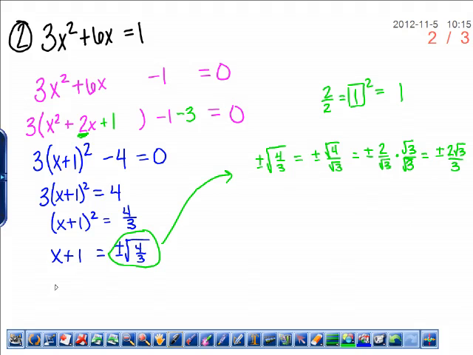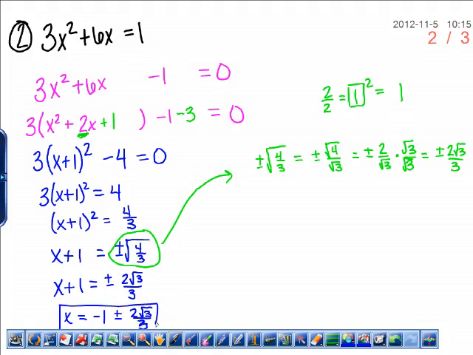Okay, so I'm going to come back down here. So I have x plus 1 equals plus or minus 2 root 3 over 3. Last step, subtract 1. So I'm going to get x equals negative 1 plus or minus 2 root 3 over 3. Oops, not over 2, over 3.